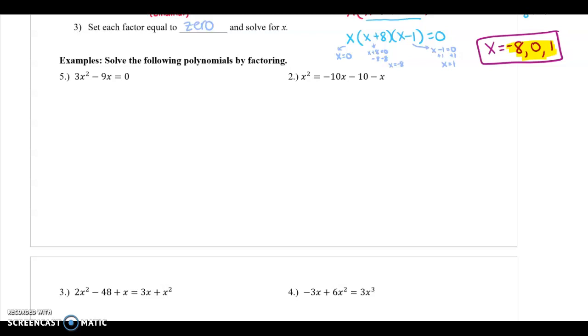Okay, so for these next couple of examples, remember our steps. We have to make sure that the polynomial is set equal to 0, then we need to factor it, and after we factor it, we set the parentheses or GCF equal to 0 and find our answers for x.